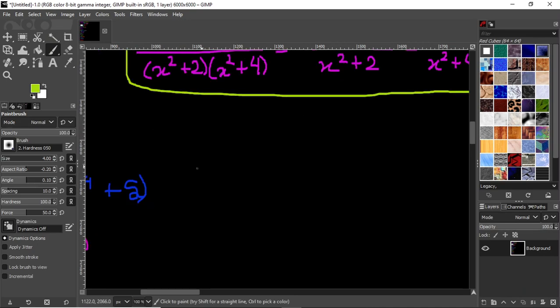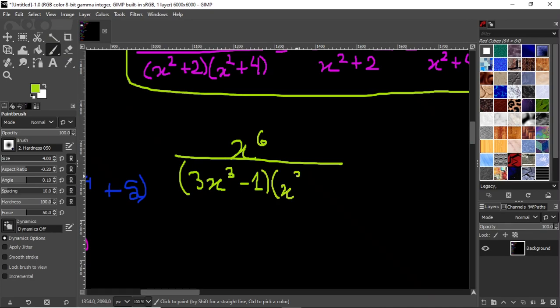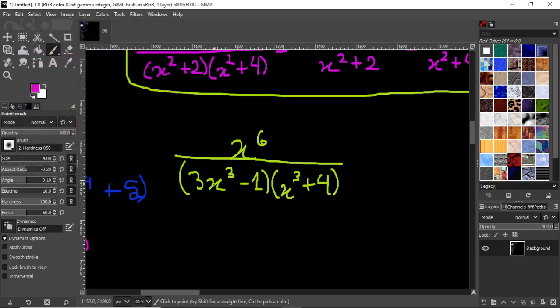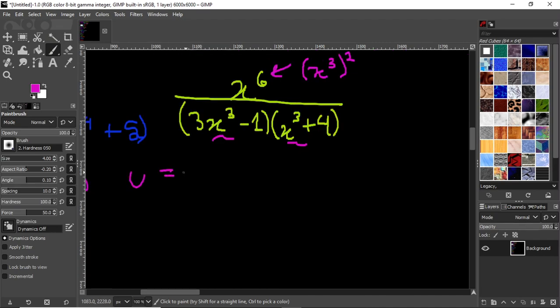Let's do another example. Suppose we have x to the power 6 divided by 3x cubed minus 1, times x cubed plus 4. This one is a bit more complicated, but you might notice certain things. We have x cubed here. We don't exactly have that up top, but x to the power 6 is just x cubed squared. So let's make the substitution u equals x cubed.